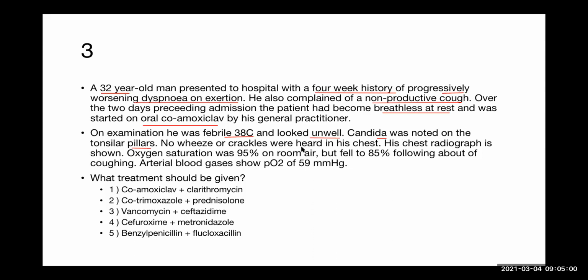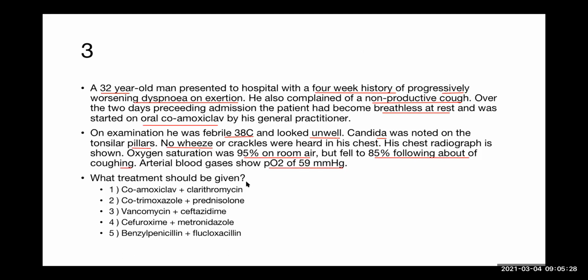No wheeze or crackles were heard in the chest. His chest radiograph is shown, which is not shown here actually. Okay, I have not included this here. The oxygen saturation was 95% on room air, but fell to 85% following a bout of coughing. When you cough, the saturation goes down. Arterial blood gas, so PO2 of 59, so he is hypoxic.